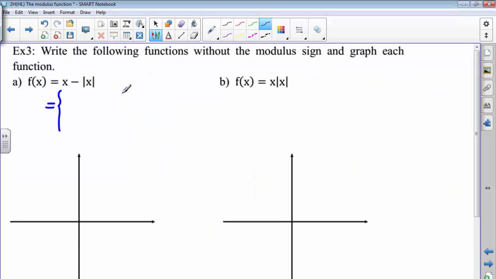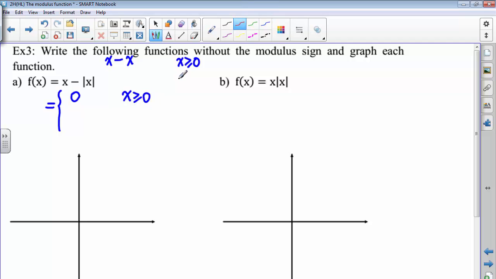So here, I will say if x is larger than or equal to 0, I can just remove the absolute value symbol on x. It will become x minus x. Let's simplify x minus x. It's 0. So the first piece is 0 when x is greater than or equal to 0.